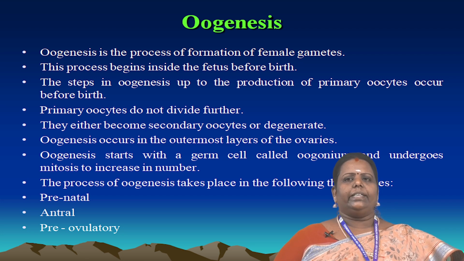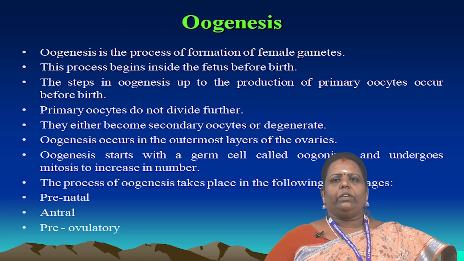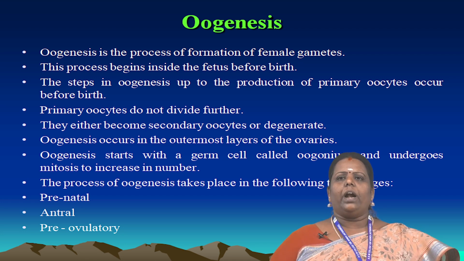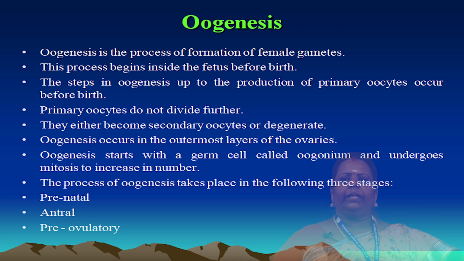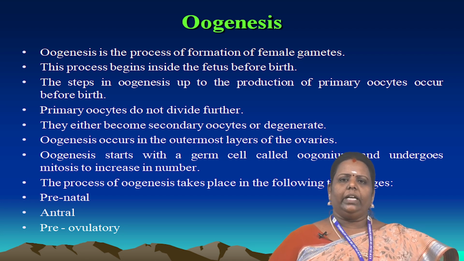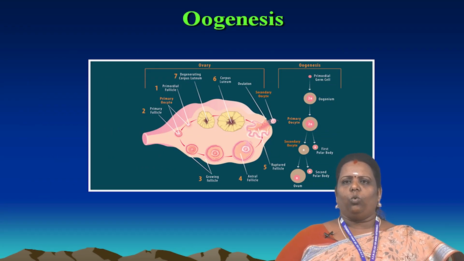Oogenesis occurs in the outermost layer of the ovary. Starting from oogenesis, the germ cell is called an oogonium. Why do we call it an oogonium? It undergoes mitotic division and increases in number, so it is called an oogonium. This process takes place in some steps, called the prenatal, antral and pre-ovulatory steps. This picture shows oogenesis occurring in the ovary.